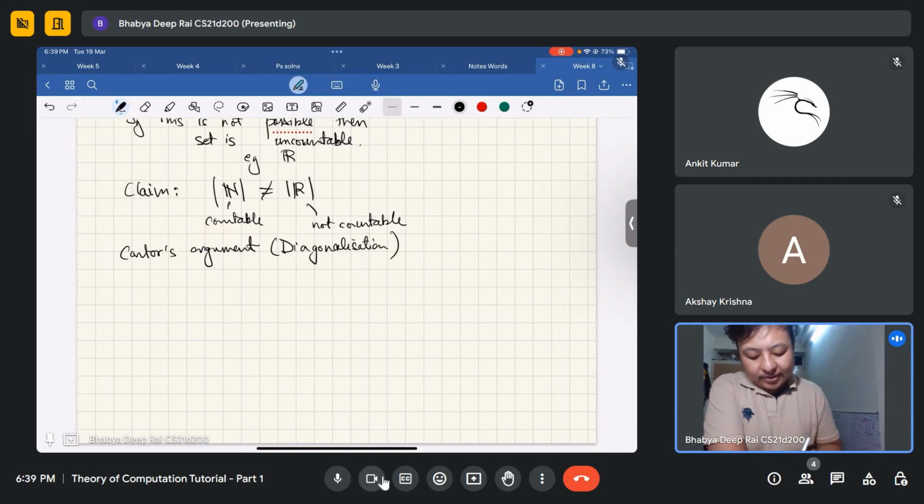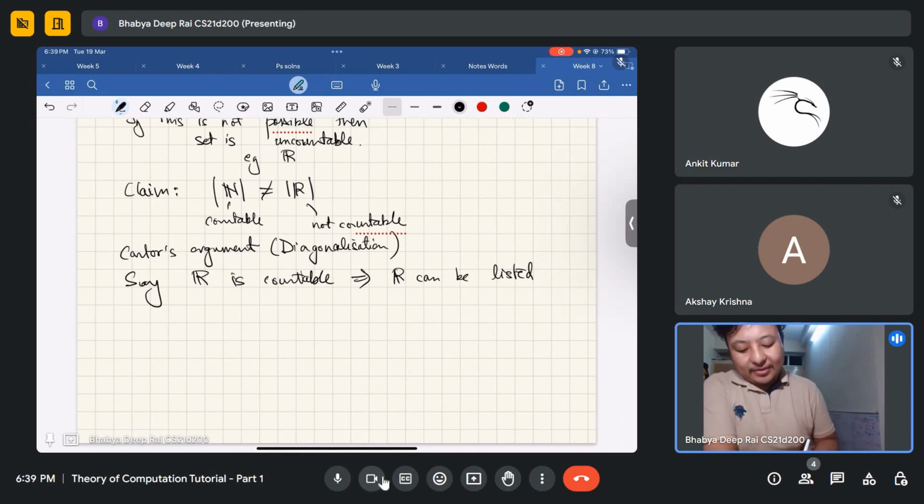Okay. So he said, say R is countable. All the real numbers are countable. If it is countable, then I can list them. Then all the elements of R can be listed. So let me list them. Let's say the first number is 0.00000 and so on. Or okay, let's say they follow an arbitrary list: 0, 1, 0, 2, 3, 1, 0, 4, 5, and so on.